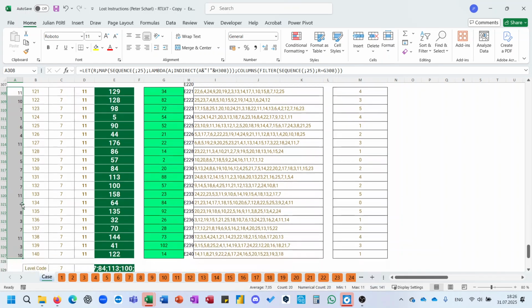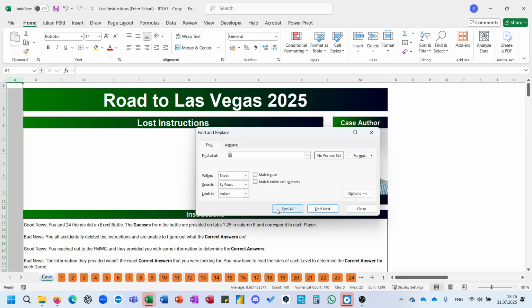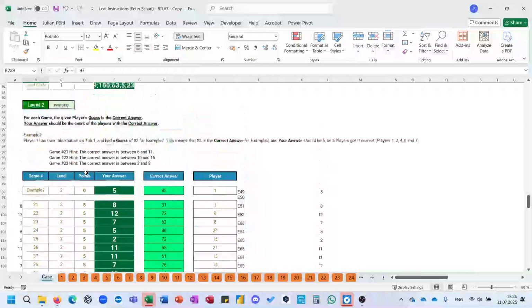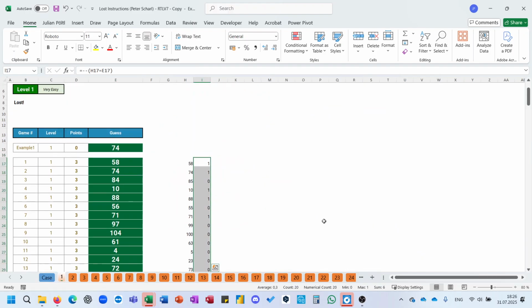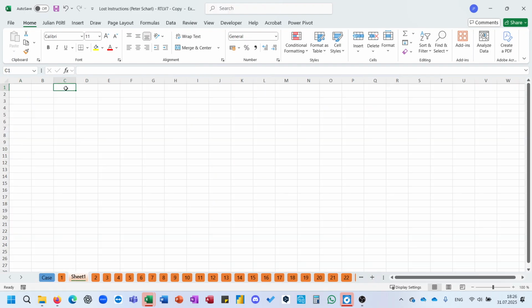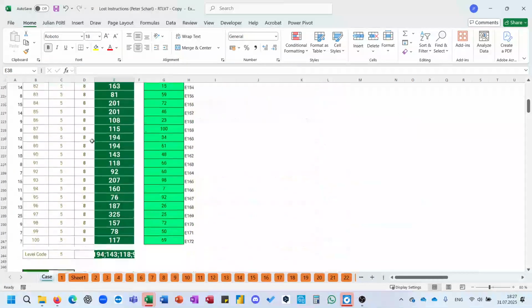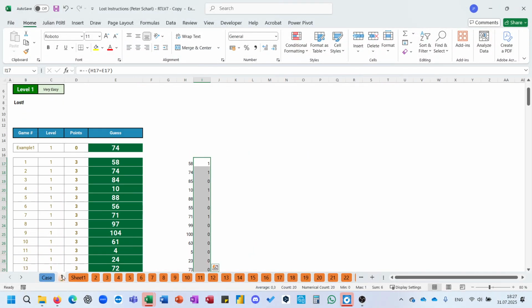11 players. Okay, and let's search for the 20. No, 25, because we have 25 players. And it's game number 97. How many points did the winning player get? So I do this on a separate sheet. So we have 25 players. 25. And unfortunately it's not only in those.